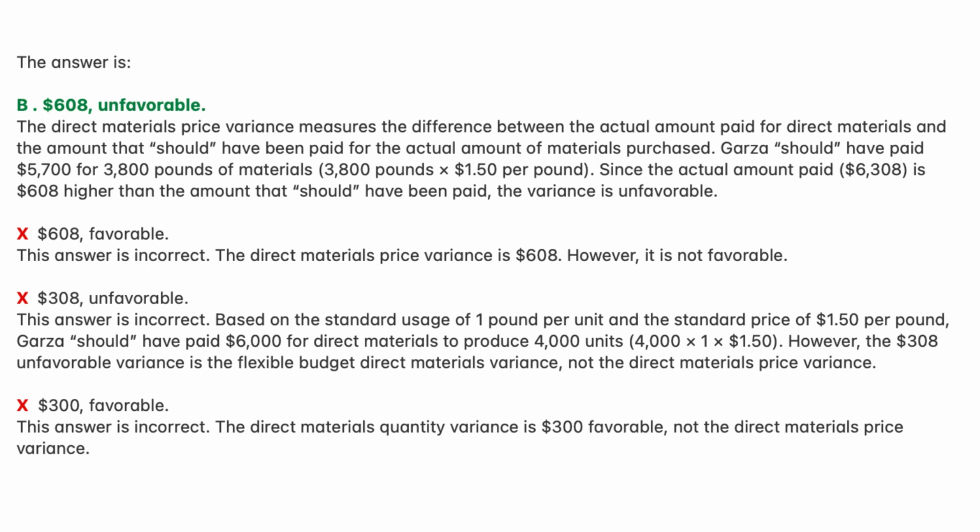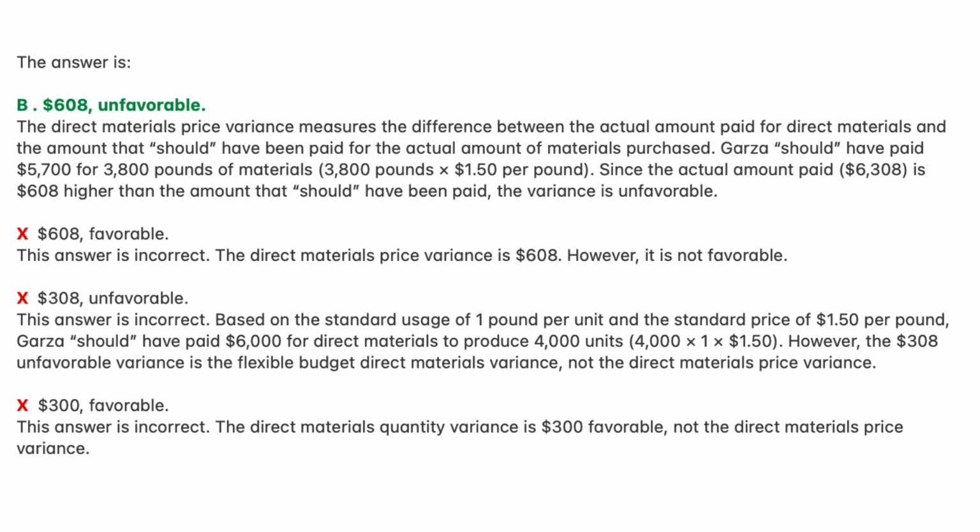$608, favorable. This answer is incorrect. The direct materials price variance is $608. However, it is not favorable. $308, unfavorable. This answer is incorrect. Based on the standard usage of 1 pound per unit and the standard price of $1.50 per pound, Garza should have paid $6,000 for direct materials to produce 4,000 units, 4,000 by 1 times $1.50.